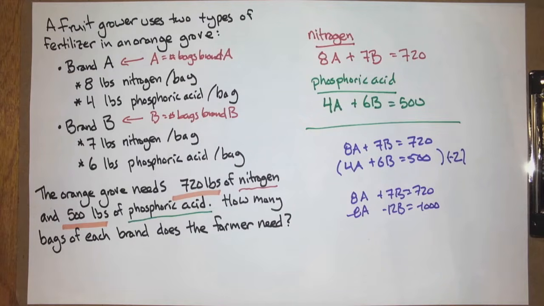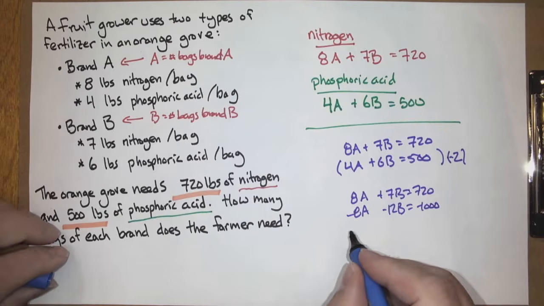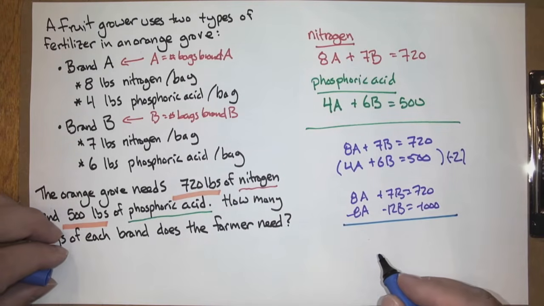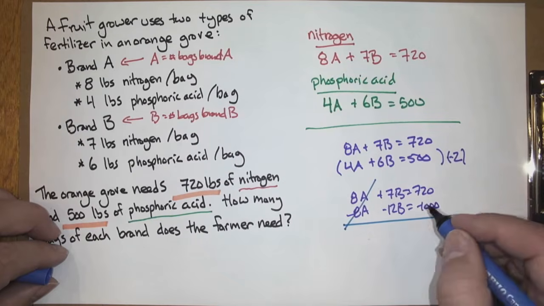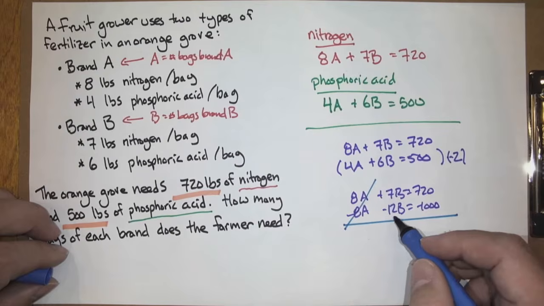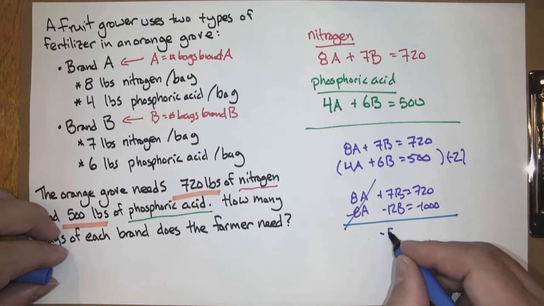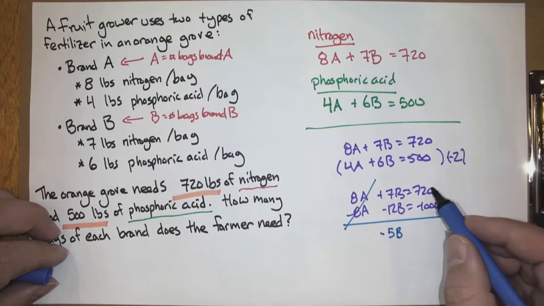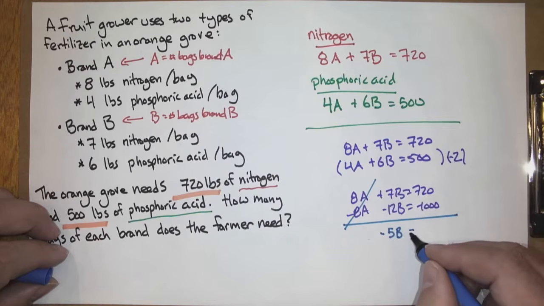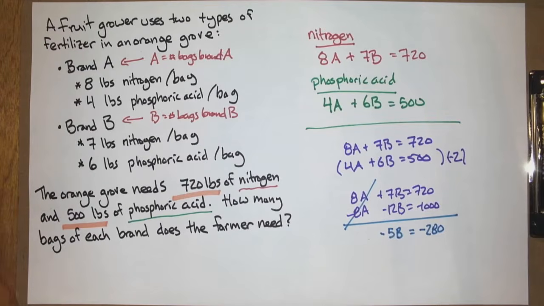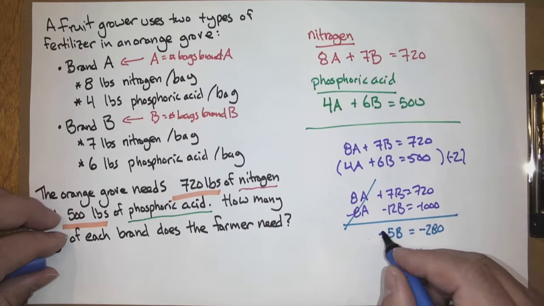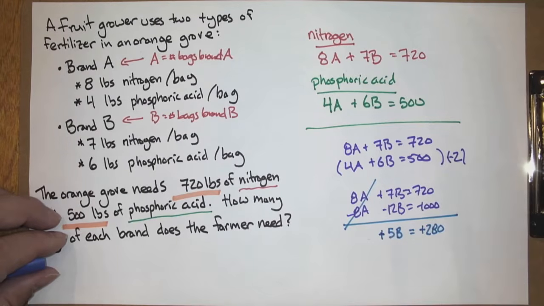Now, we add these up, and what happens to our A's? They're gone, they cancel. Oh yeah, you betcha. 7B subtract 12B, minus 5B. 720 subtract 1,000, it's minus 280. Don't worry, we have calculators for these kinds of questions. Well, 2 minuses, you can turn them into pluses. So we get 5B equals 280.